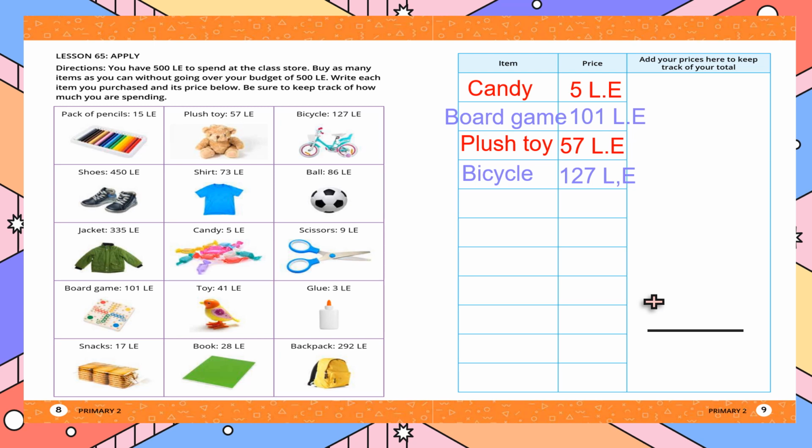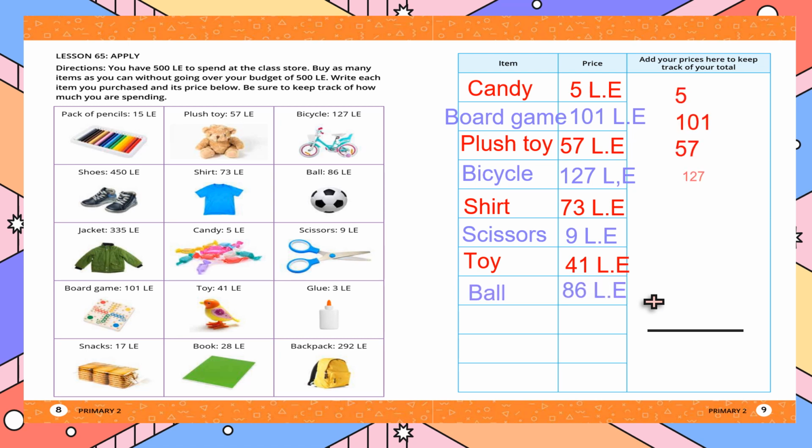Next item, I will buy a shirt for 73 LE. Next item, I will buy scissors for 9 LE. Next item, I will buy a toy for 41 LE. Next item, I will buy a ball for 86 LE. If we add all these numbers, all these items cost 499 LE. Now we bought many items without going over our budget.